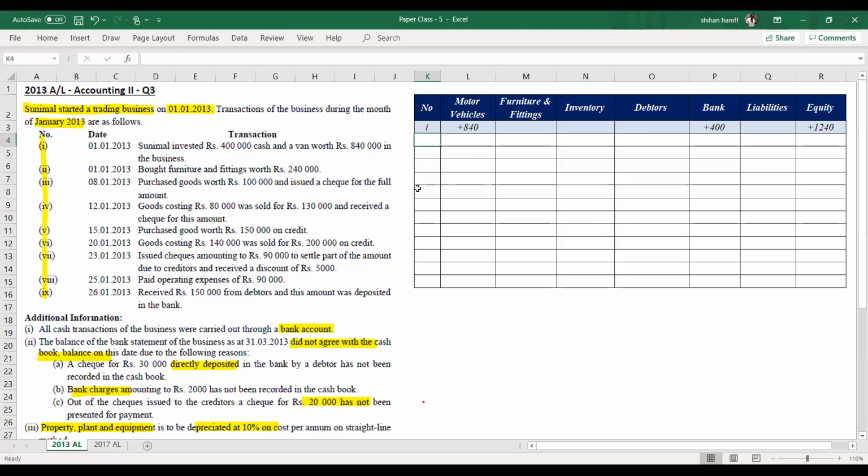Then transaction number 2, bought furniture and fittings worth 240. So bank balance will reduce by 240. Furniture will increase by 240.